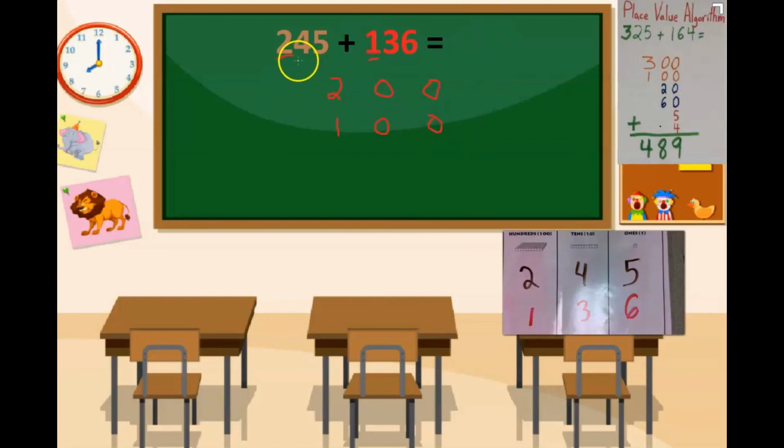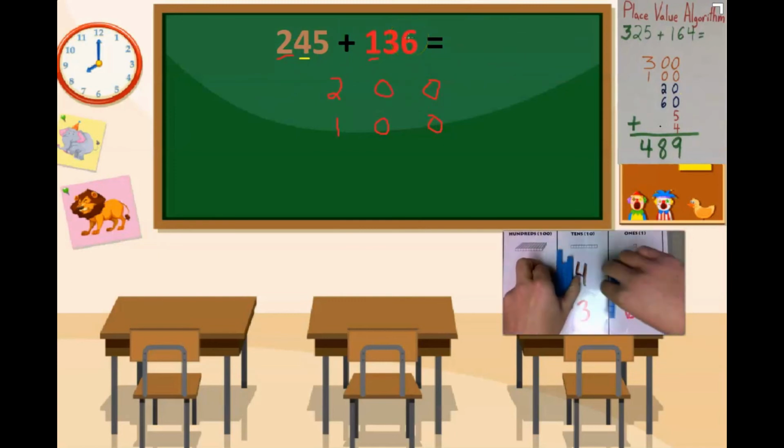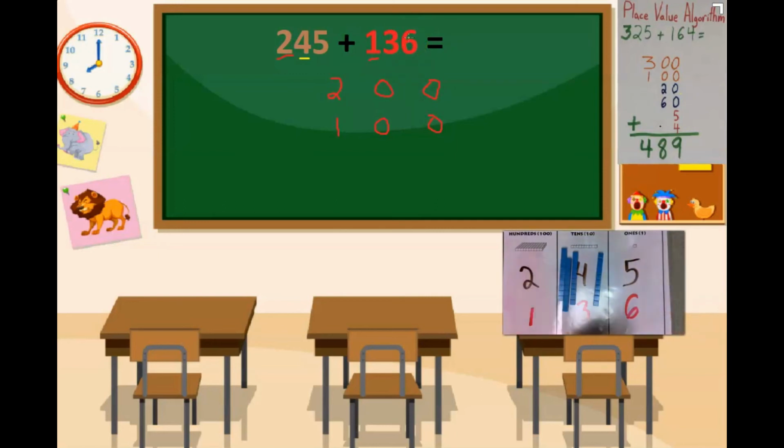We've got 4 tens, right? 4 tens, 10, 20, 30, 40. And what else do we have in the tens? What other digit is in the tens? Yeah, that's right, the 3. So we have 4 tens and we have 3 tens. 1, 2, 3, or 10, 20, 30.